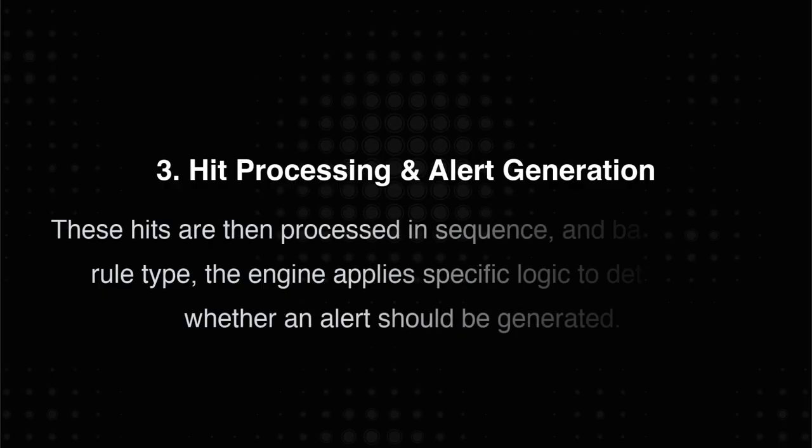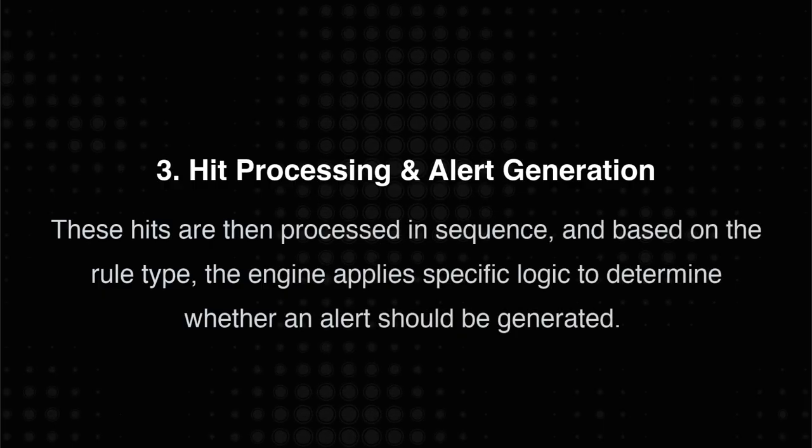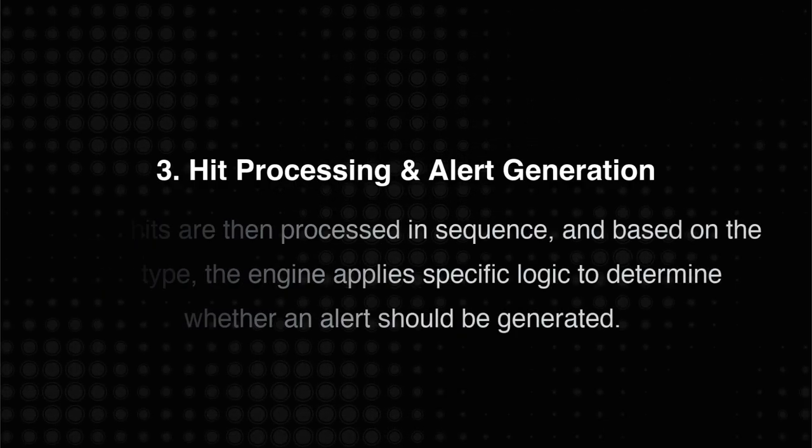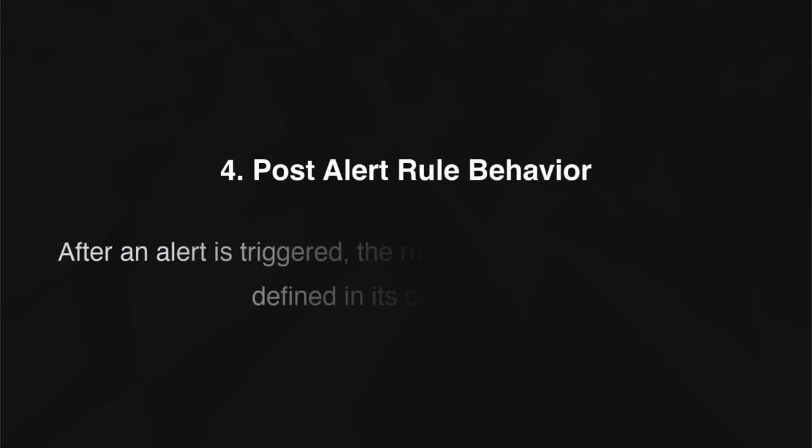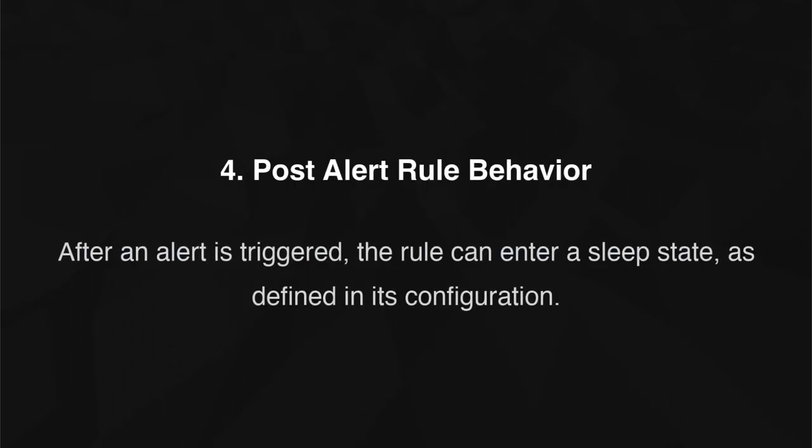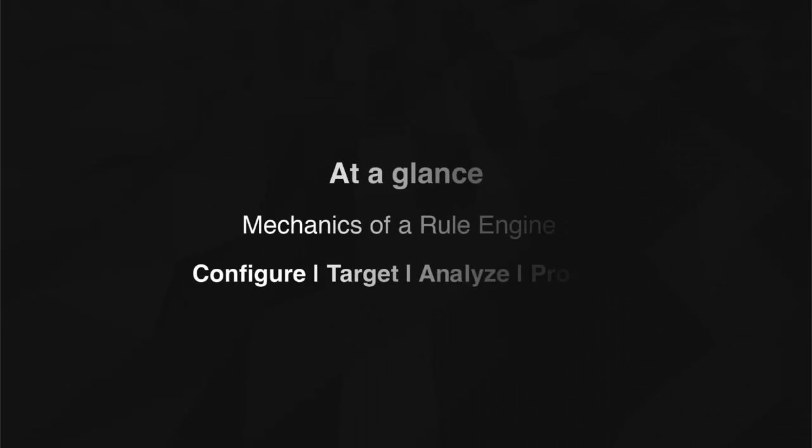Hit processing and alert generation. These hits are then processed in sequence, and based on the rule type, the engine applies specific logic to determine whether an alert should be generated. Post-alert rule behavior. After an alert is triggered, the rule can enter a sleep state, as defined in its configuration. This controls how soon it will reevaluate data, giving you flexibility in managing alert frequency and system load. Next, let's see how to configure and manage rules directly within the Vehere NDR interface.